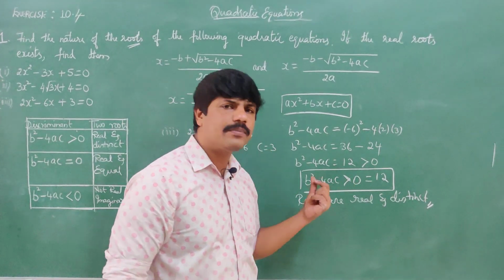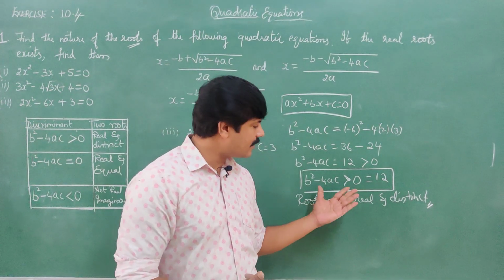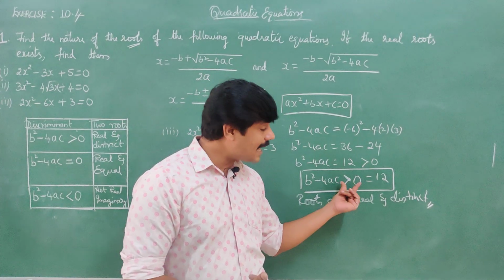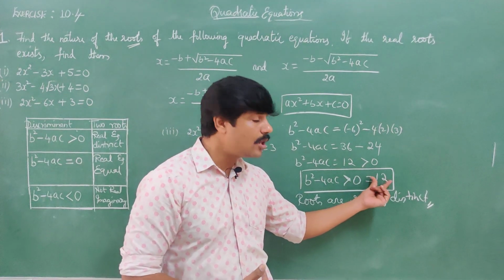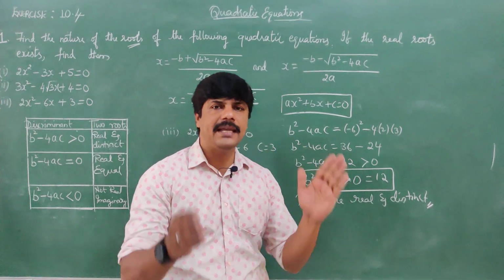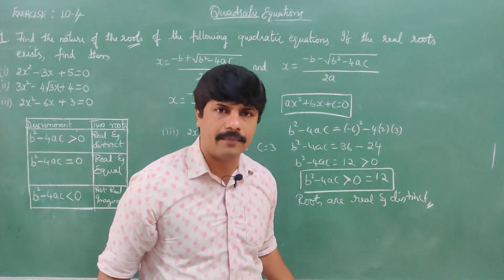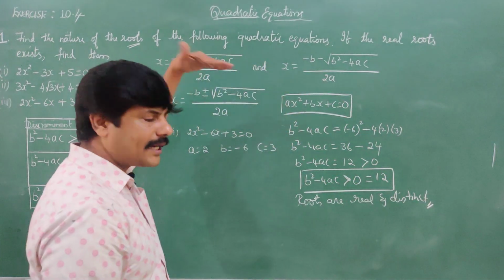How? By just b square minus 4ac, based on b square minus 4ac. Here b square minus 4ac is more than 0. How did we come to know it is more than 0? Because we have got the value 12. 12 is nothing but more than 0. Just by this we came to know roots are real and distinct. That means two different values. We will find it. What kind of roots will we get?